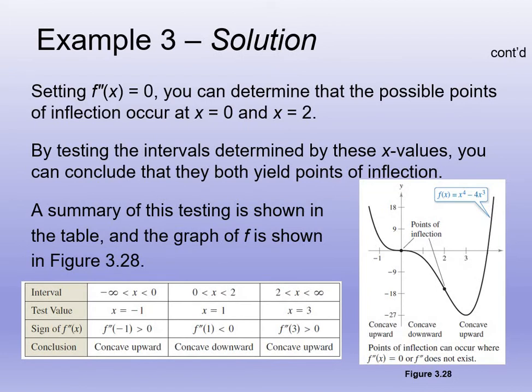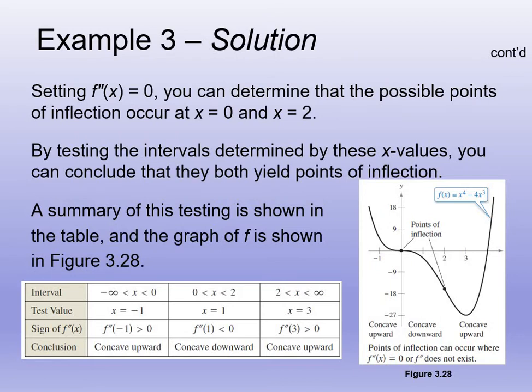If we look at the first interval from negative infinity to 0, we're going to arbitrarily pick x equals negative 1 as a test point. It's a simple number and it's in that interval. When we substitute negative 1 into the second derivative, f double prime of negative 1 ends up being positive, which tells us the graph on that interval is concave up.